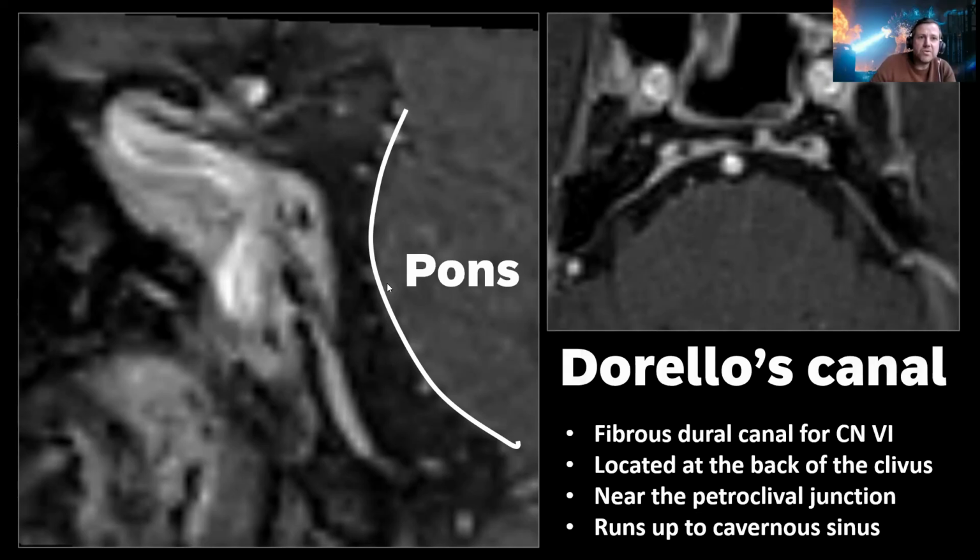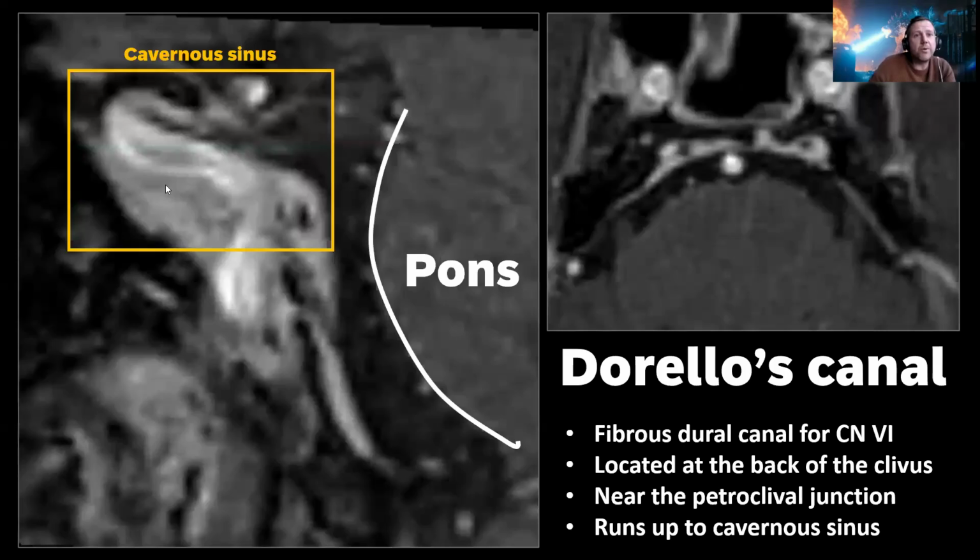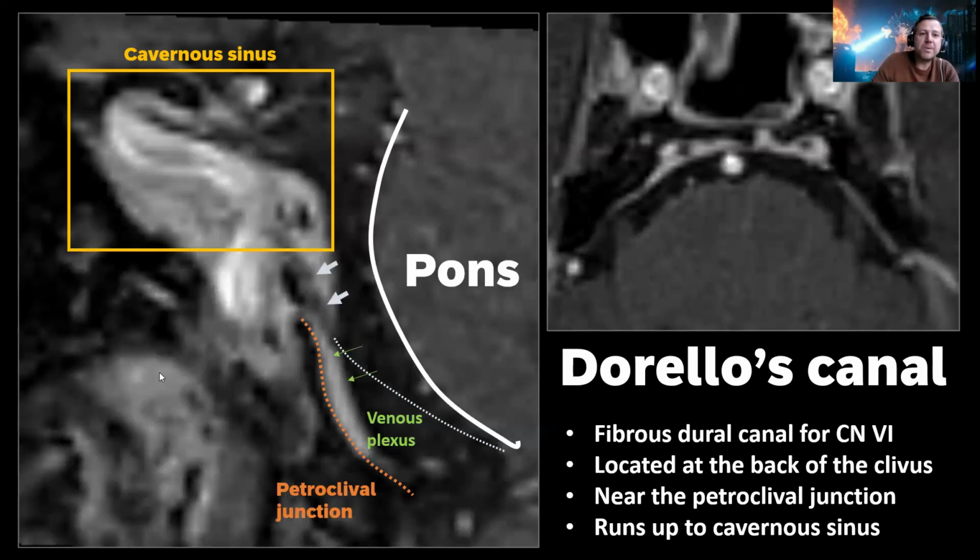So this is the belly of the pons, easy to recognize, I believe, and this is the cavernous sinus. We see the internal carotid artery over here, the cavernous segment, making its famous two turns, so that's also clear to recognize. Then here we have the bony structures of the petroclival junction, and we see some enhancement at the back. This is the venous plexus. And if we now look at this hypointensity over here, this is Dorello's canal. So this is the presumed course of the abducens nerve. Here it enters the venous plexus in Dorello's canal, and it runs upwards towards the cavernous sinus.